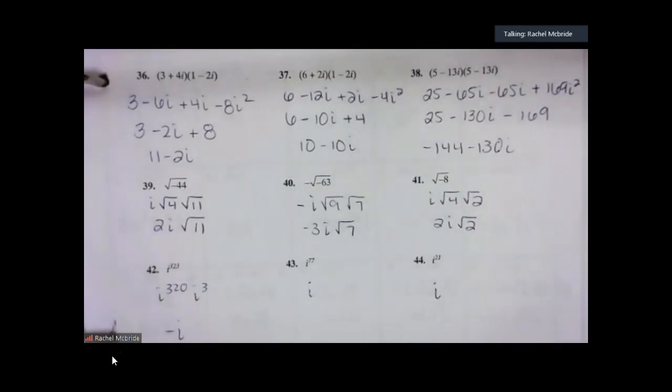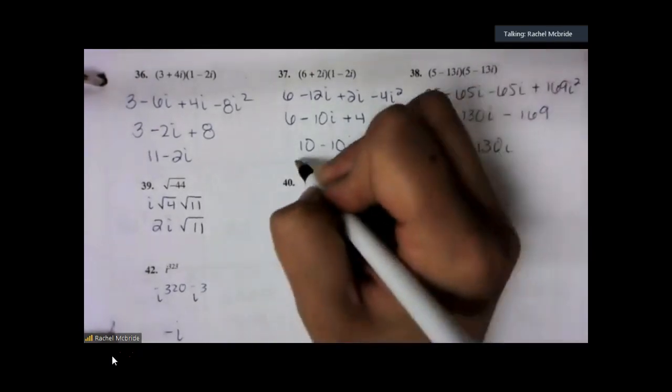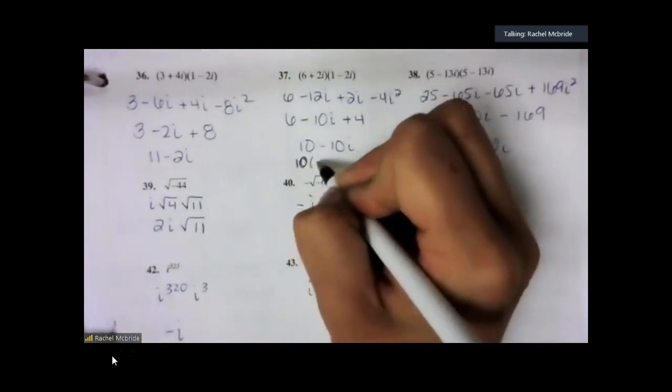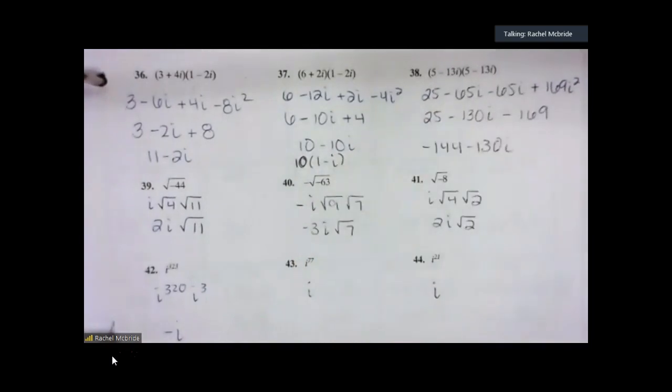Yes. Did you take out like a 10? Now, when you took it out, you have to make sure you leave it though. So you had 10 parentheses 1 minus i. Yep, that's fine. Yeah, same thing. Yep, those are all good.